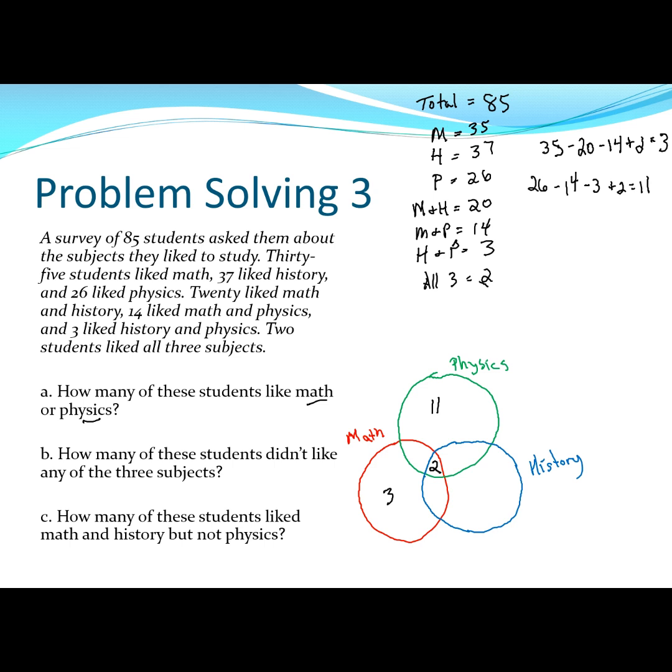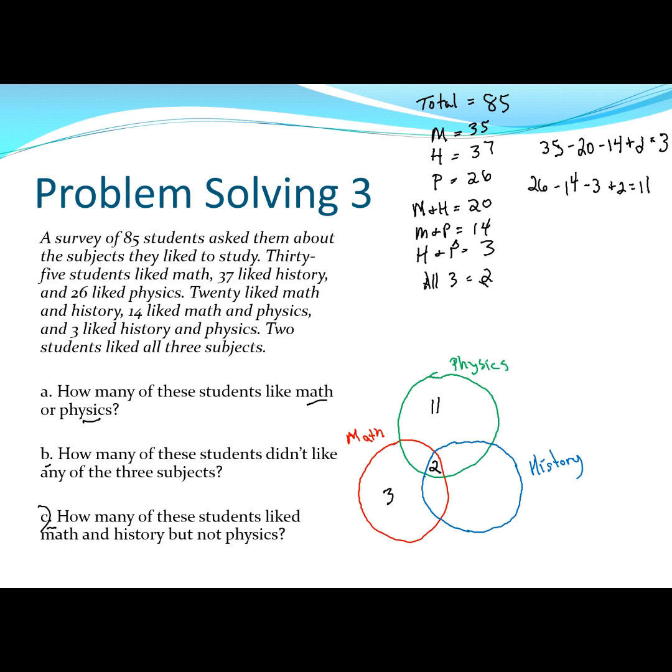Now the next question says, how many of these students didn't like any of these 3 subjects? Let's see. We'll skip that one. Let's go to how many of these students like math and history but not physics. We're going to do C first. So for C, we need to find out about how many students liked history.